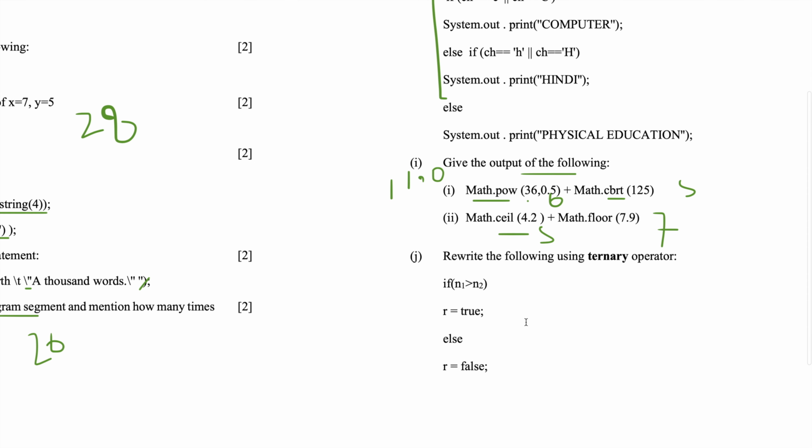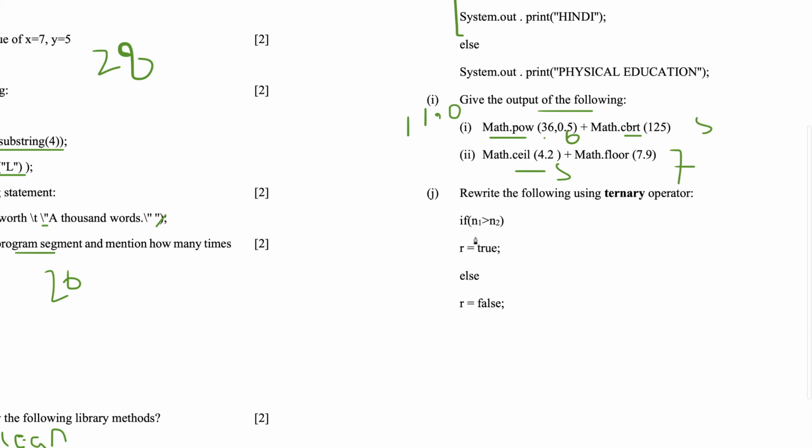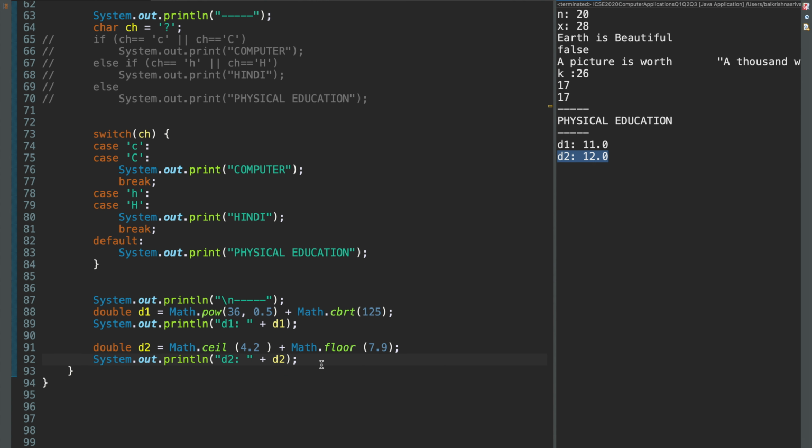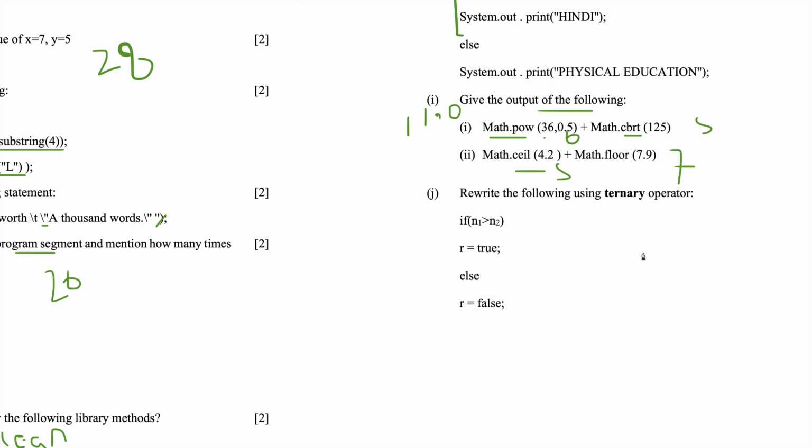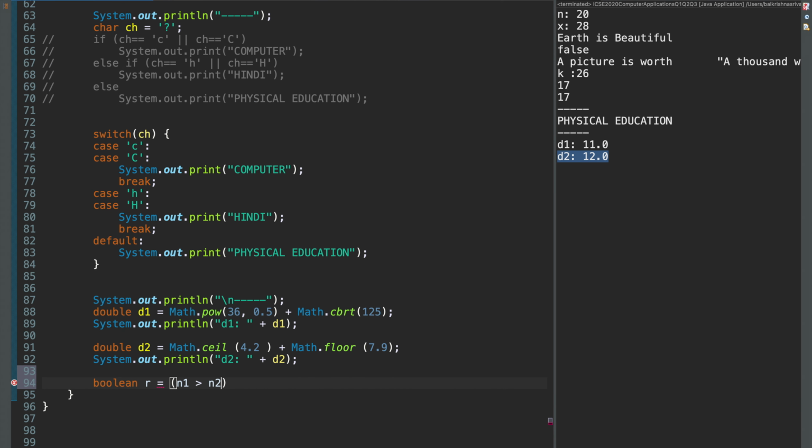Rewrite the following using the ternary operator: if n1 is greater than n2. So I am assuming this is n1 and n2, these are not subscripts, right? If n1 is greater than n2, r is true, else r is false. So the type of r is boolean because it is being set to true and false. So I am going to say boolean r because the type of r is boolean. The ternary operator takes the condition first, which is n1 greater than n2.